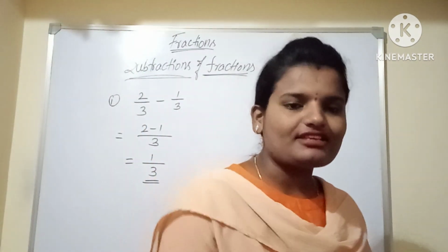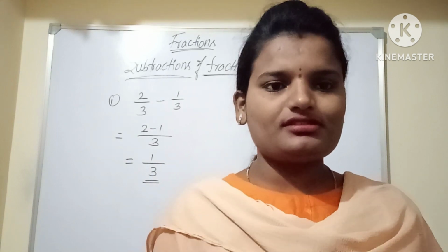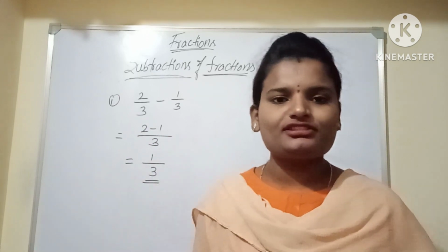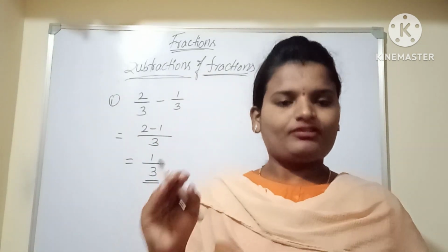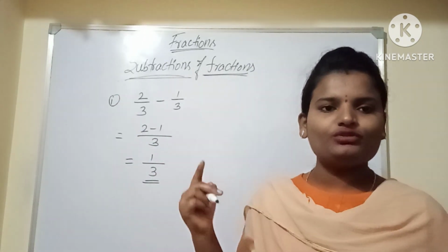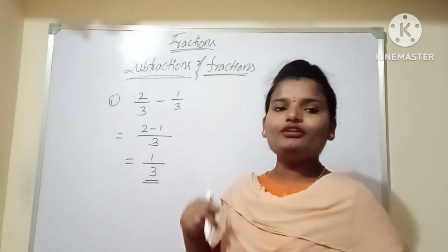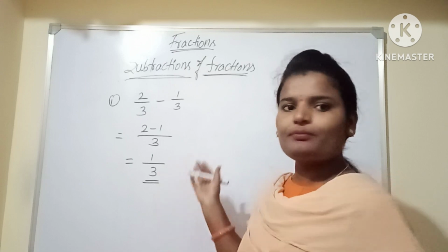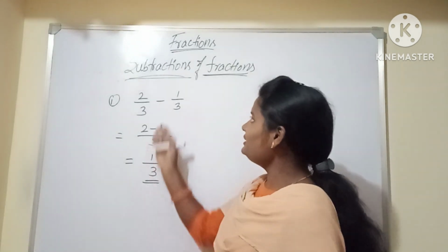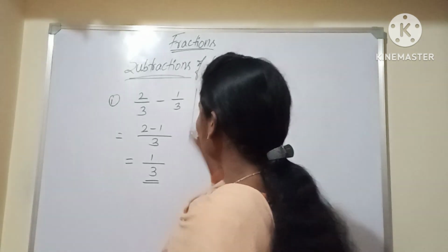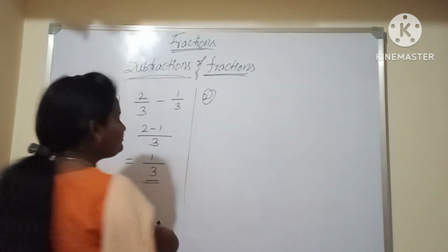When the given fractions are like fractions, we can do either addition or subtraction directly. If we are adding, we add the numerators directly and we get our final answer. If we are doing subtraction, then we subtract the numerators. Next example, we will take another example.